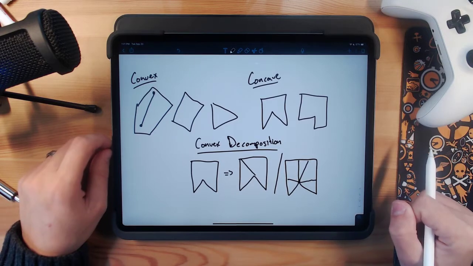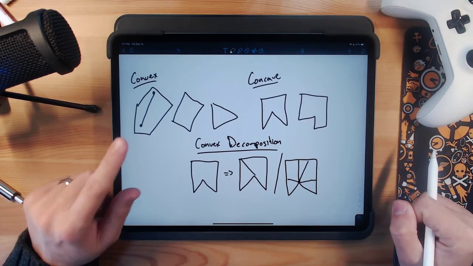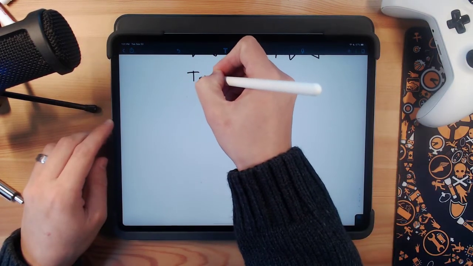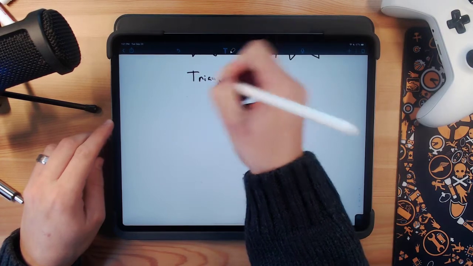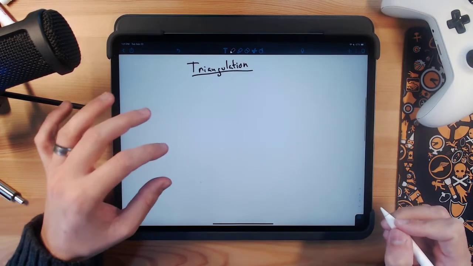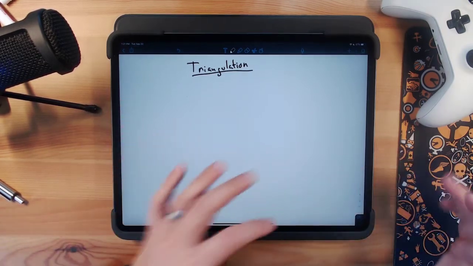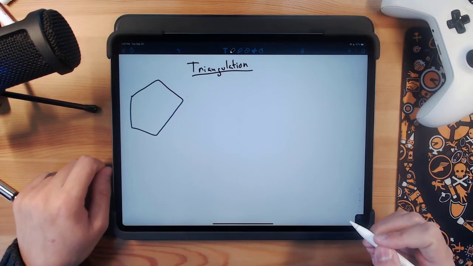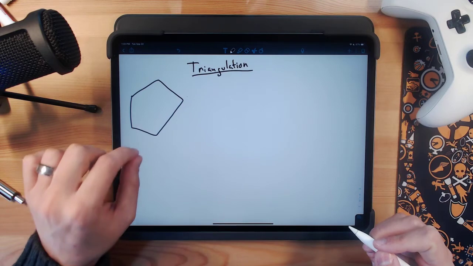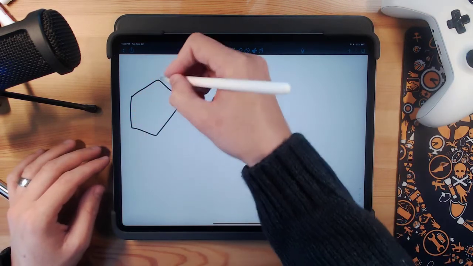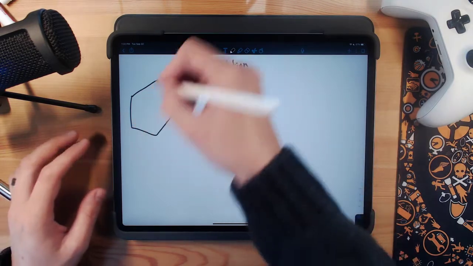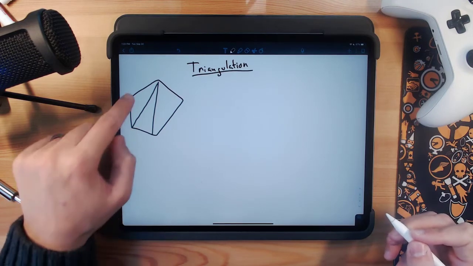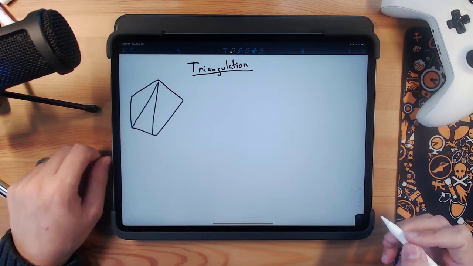Most convex decomposition algorithms go through an initial process called triangulation. Triangulation is the process of taking a polygon and converting it into a series of triangles. And you can do this even on convex polygons like this. This polygon could be triangulated by creating edges between the various points on it. So I could triangulate this polygon by connecting some of the vertices like this, and now I have 3 triangles that represent the same walkable space.